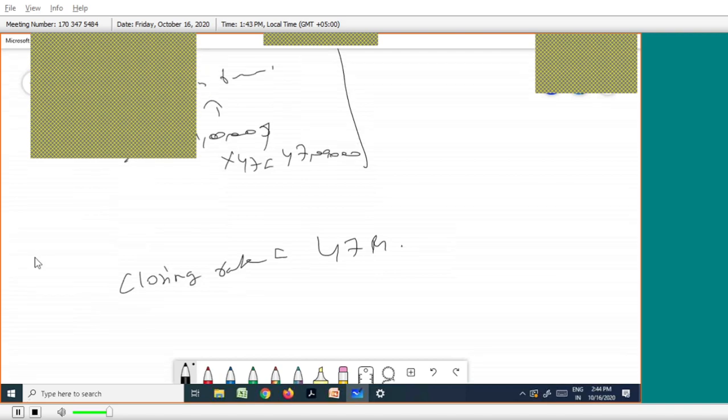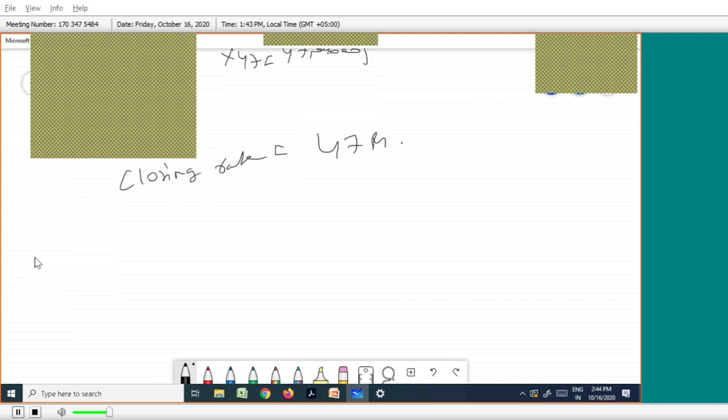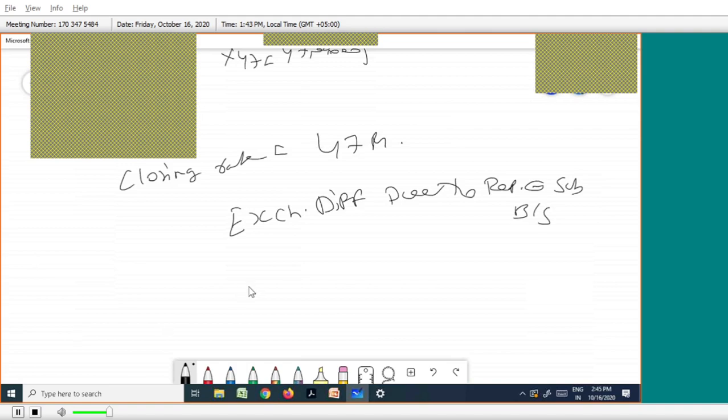Now, exchange differences due to reporting at the subsequent balance sheet date. What is the exchange difference? Initial recognition was 46,60,000. Reporting at the subsequent balance sheet date is 47 lakh.